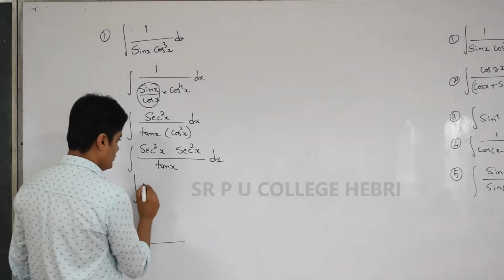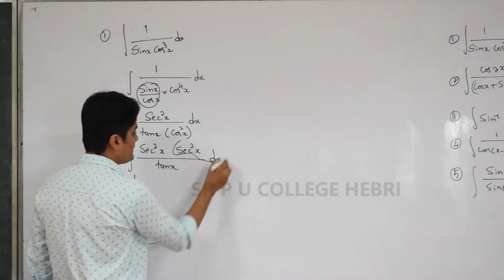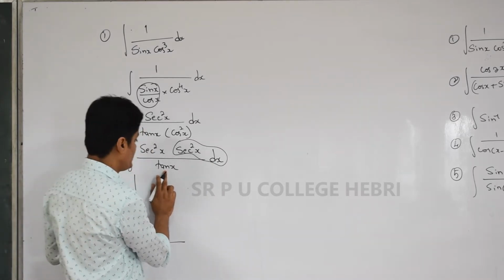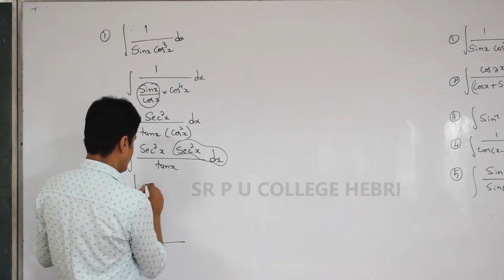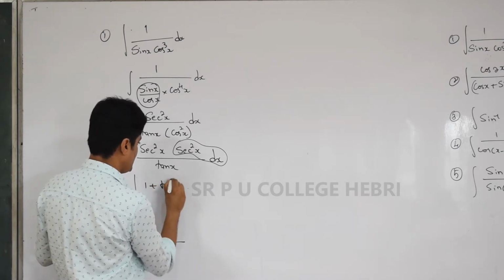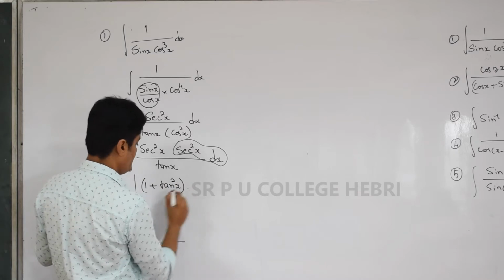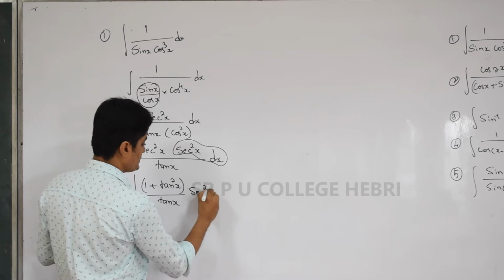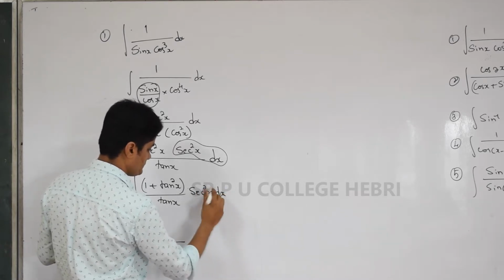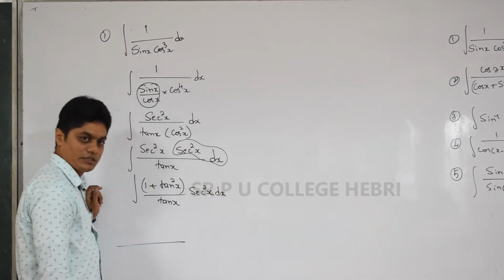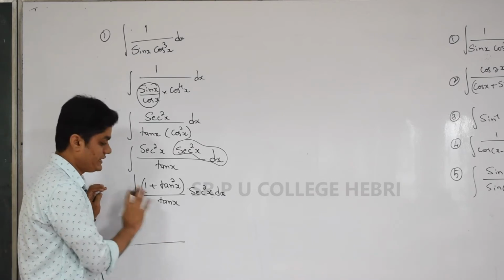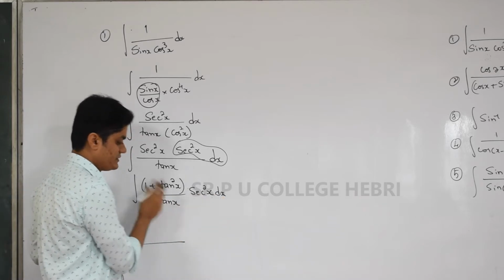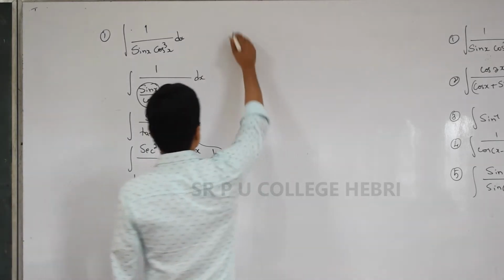Very good. Keep this secant square x dx as it is, because you will get this after substituting tan x equal to t. So write the rest in terms of tan square x: secant square x is equal to 1 plus tan square x, divided by tan x, into secant square x dx. Now this is very easy to complete because you can substitute tan x equal to t and its differentiation is present. A very simple integration term you will get to integrate.